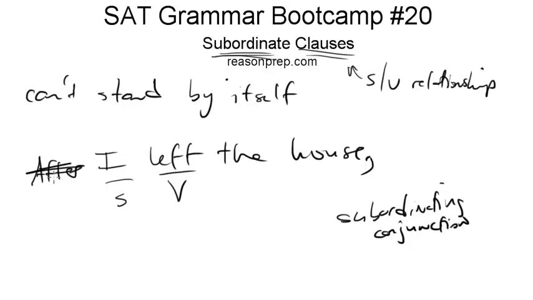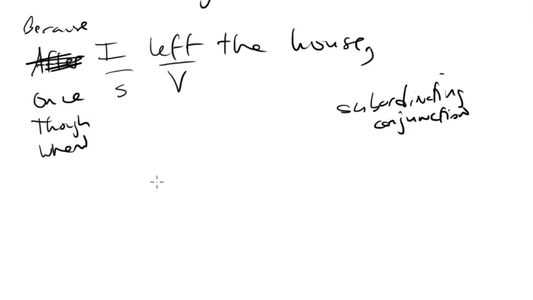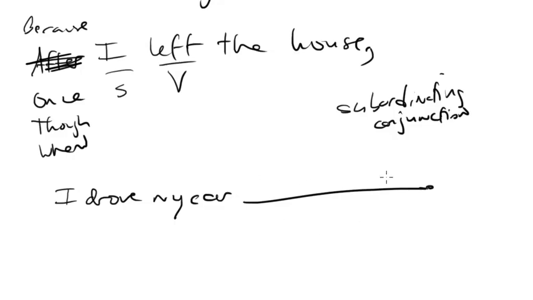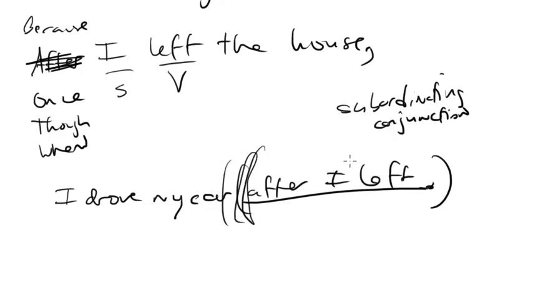What else can we do with this sentence? Because I left the house would be another example. Once I left the house, though I left the house, when I left the house, and so on and so forth, right? Generally, these go as introductory modifiers, but they can also be put at the end of the sentence, right? The full sentence. So if I said, I drove my car, and then here's your subordinate clause, after I left the house. Now, even though it's at the end of the sentence, it's still a subordinate clause, right?